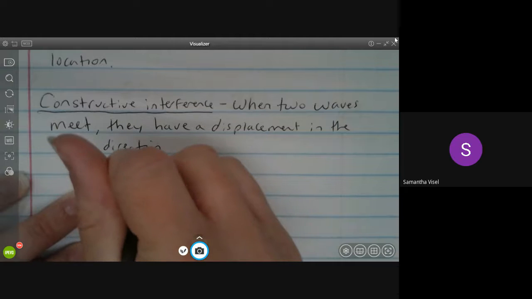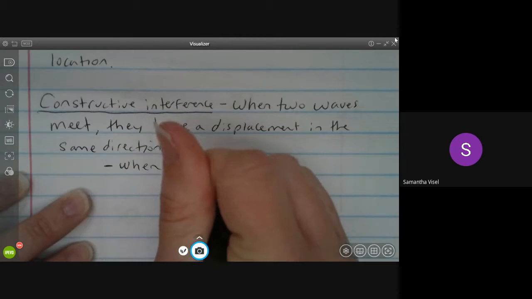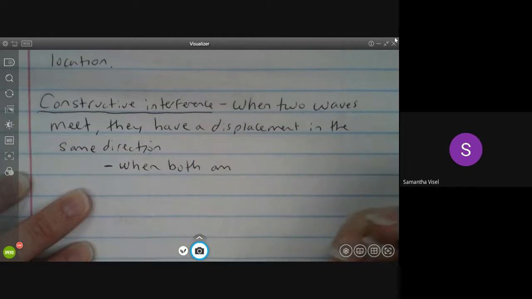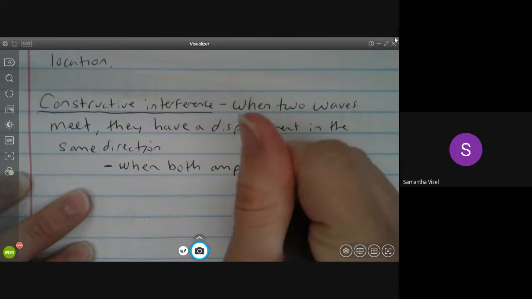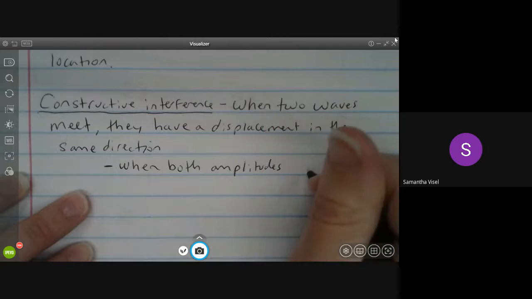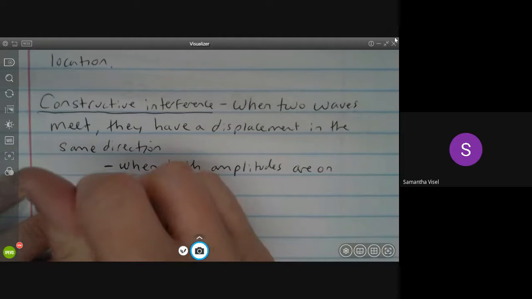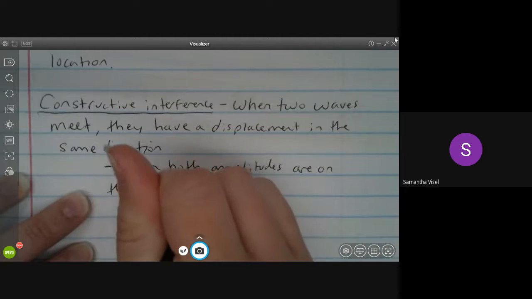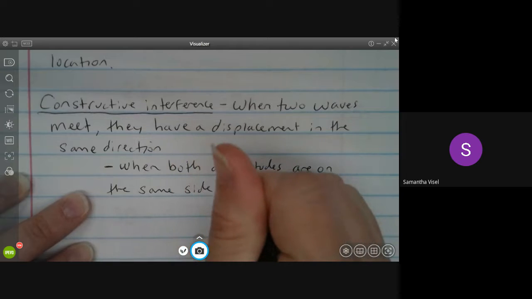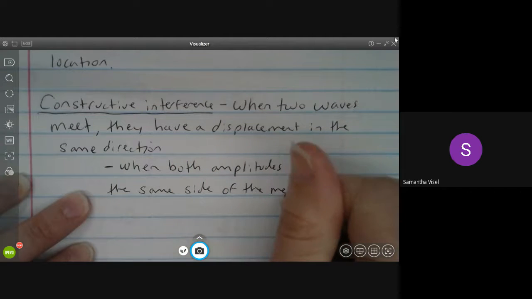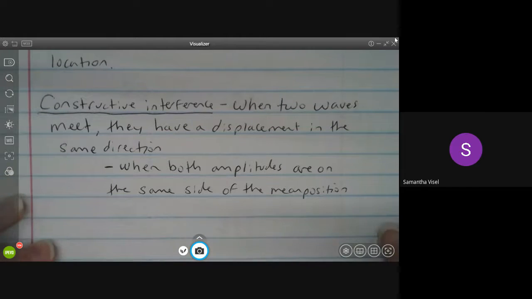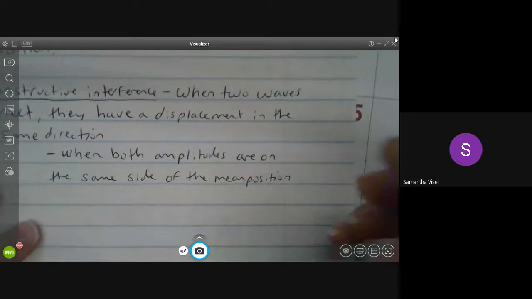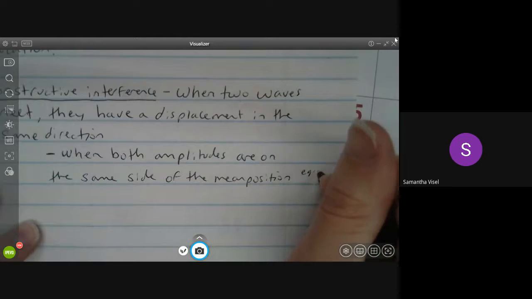So by displacement in the same direction, we mean that this will happen when both amplitudes, so both of those displacements, amplitude is your displacement of your wave from rest, are on the same side of the mean position. It's on the same side of the mean position, or if you like, you can make a little note, since they're interchangeable, the equilibrium line.